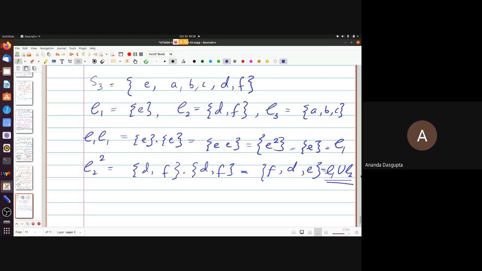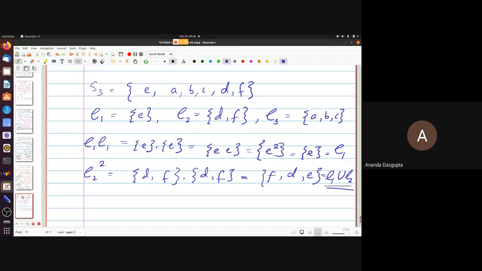However, this is not the version that we are going to talk about today. So when we say C2 square, what we are really doing is something else. What we are really doing is, instead of thinking of C1 as this set, we are really thinking of C1 as the element E1, C2 as the element D plus F, and C3 as the element A plus B plus C.